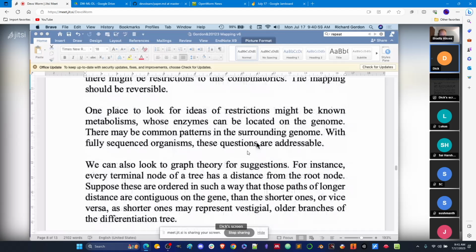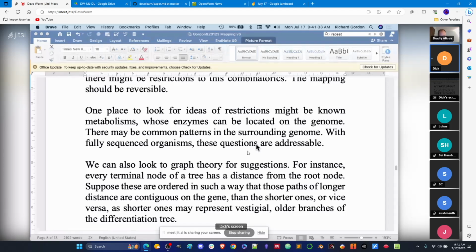Now, one thought I had is the metabolism of organisms has been worked out very well. Metabolism involves enzymes, and the enzymes will have gene representations on the genome. So if you took a bunch of different metabolisms, you might be able to find a pattern in how the enzymes are distributed across the genome.